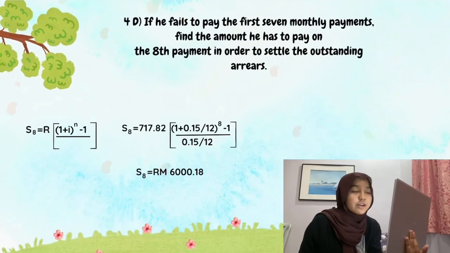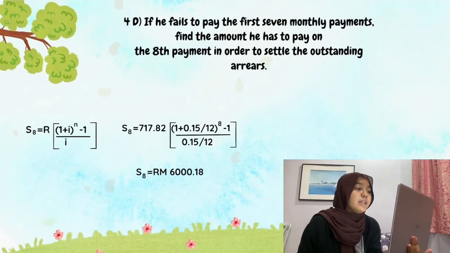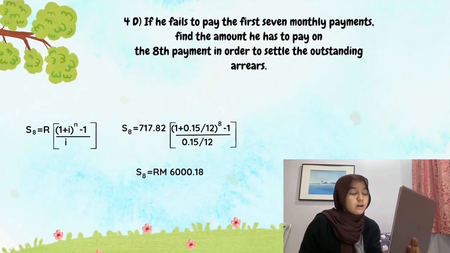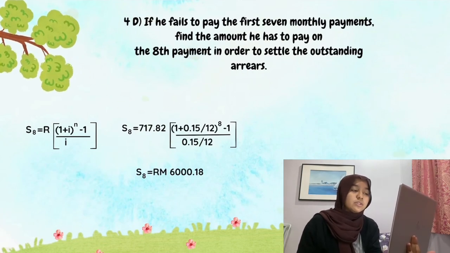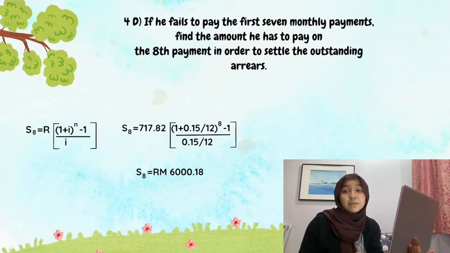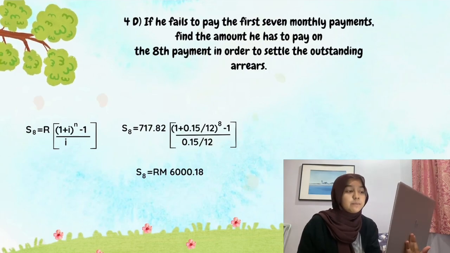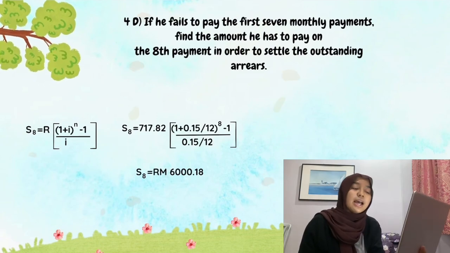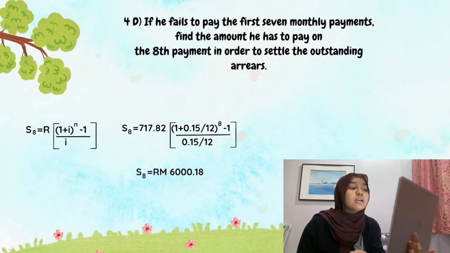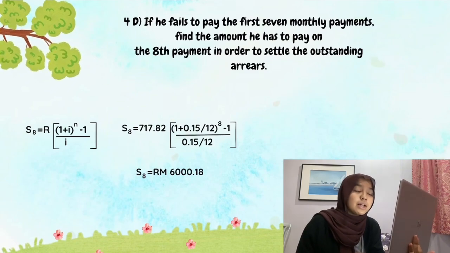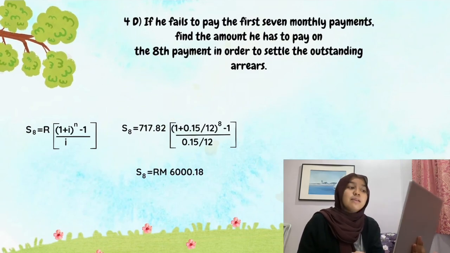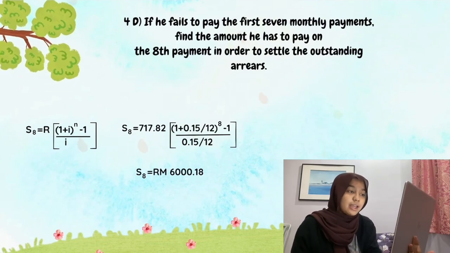For question 4D, if he fails to pay the first 7 monthly payments, find the amount he has to pay on the 8th payment in order to settle the outstanding arrears. So for this question, we will be applying the future value formula, which stands for S equals R[(1 + i)^n - 1]/i.